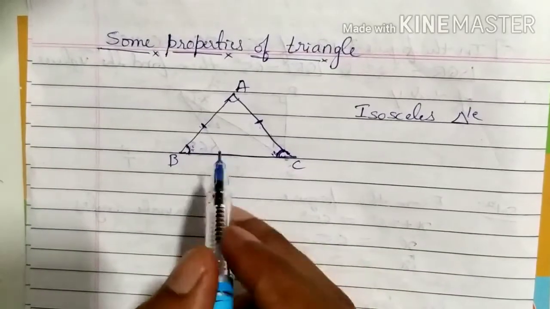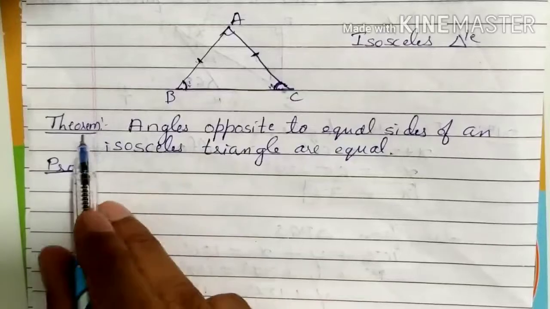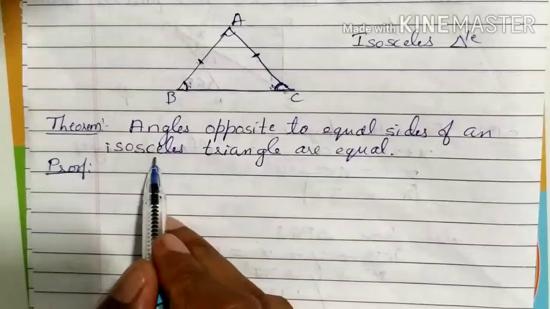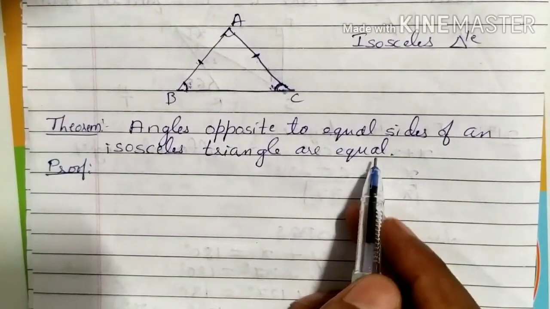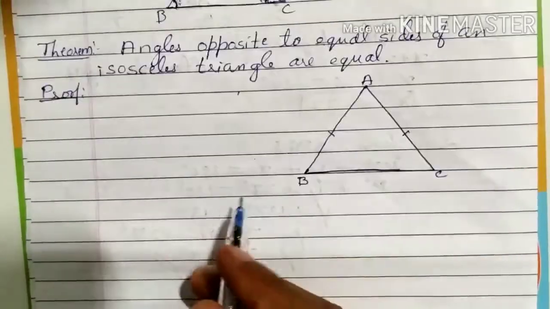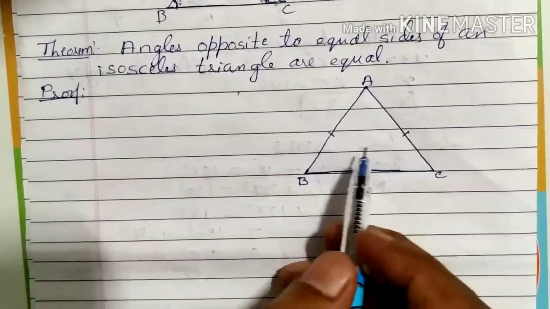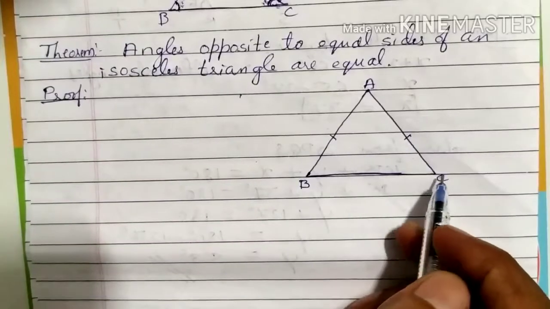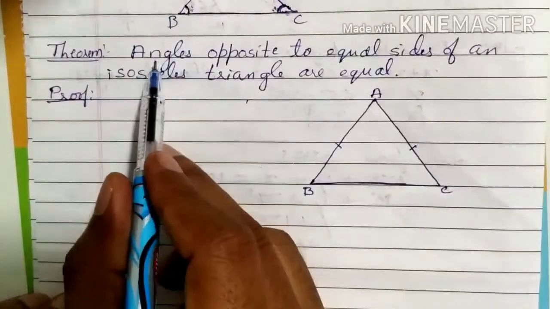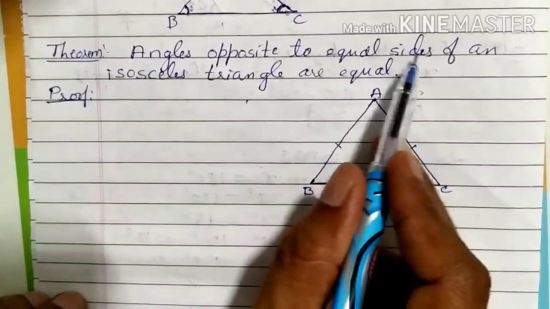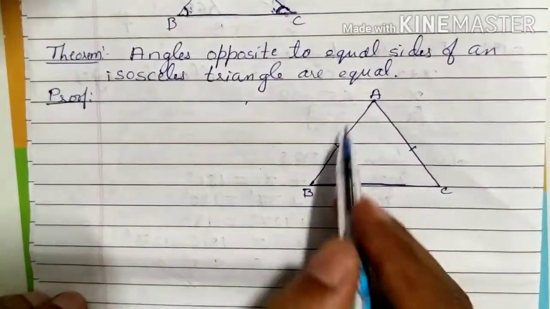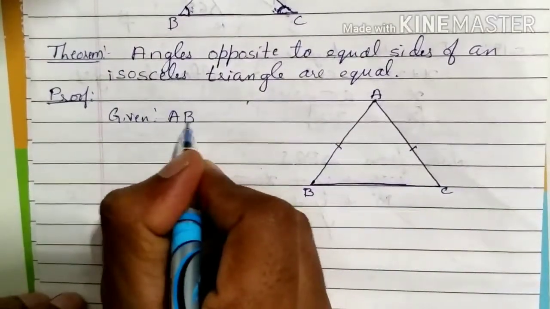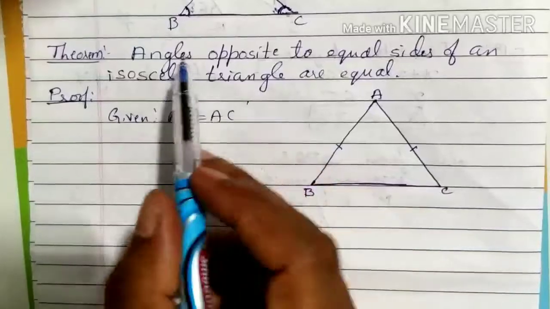Let us see the theorem. The theorem says that angles opposite to equal sides of an isosceles triangle are equal. So let us draw the isosceles triangle with vertices A, B and C. What is given here? The equal sides, AB equal to AC, given.